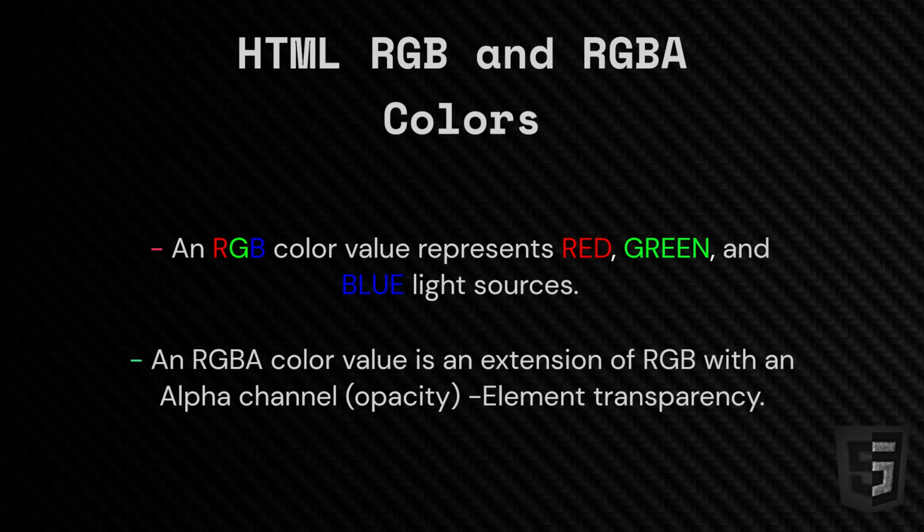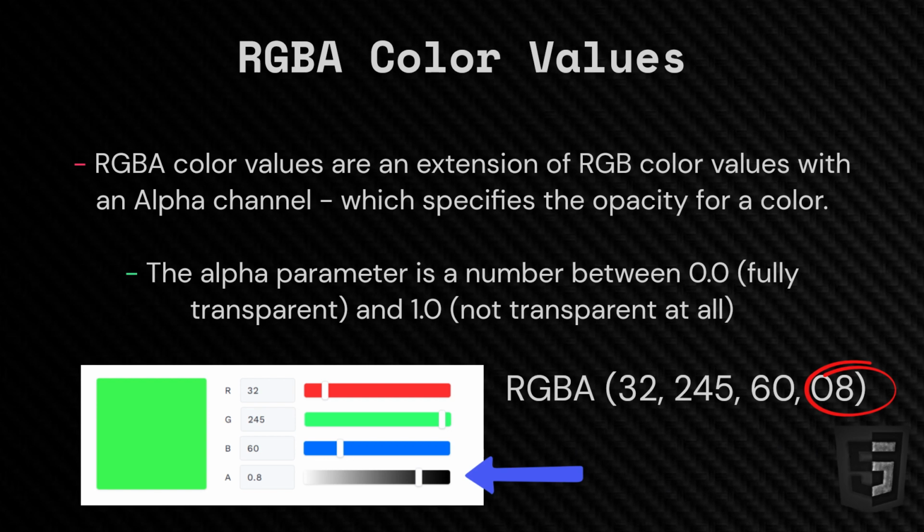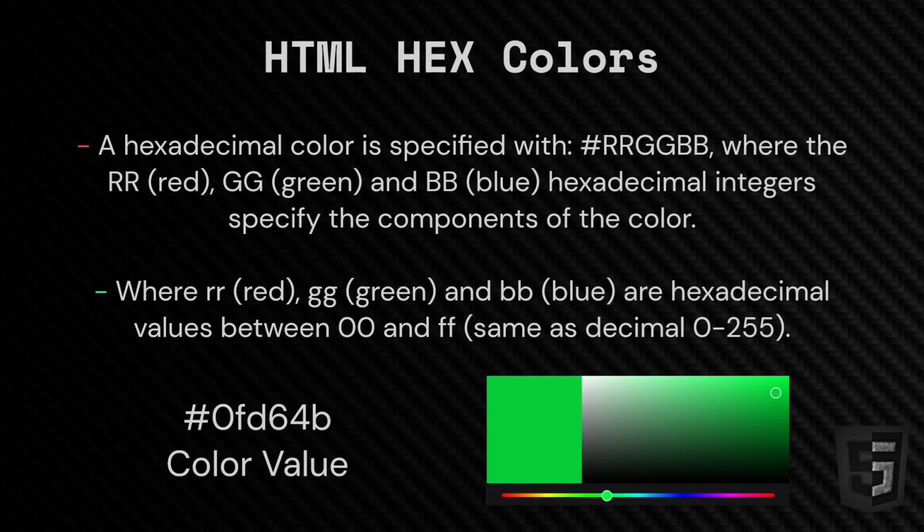An RGB color value represents red, green, and blue light sources, and the A added to RGBA represents the opacity, i.e. the transparency of the element. RGB defines the intensity of the color with a value between 0 and 255. RGBA color values are an extension of RGB color values with an alpha channel, which specifies the opacity for a color. A hexadecimal color is specified with #RRGGBB, where the RR (red), GG (green), and BB (blue) hexadecimal integers specify the components of the color.